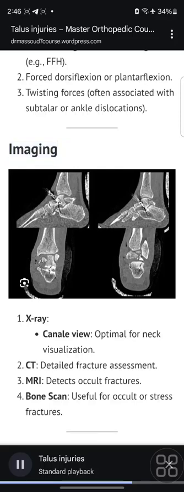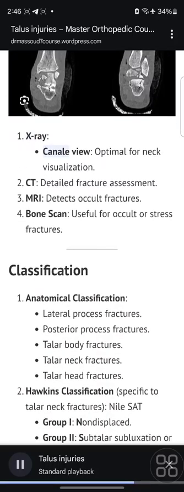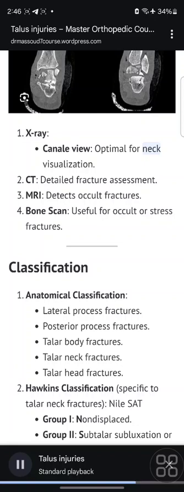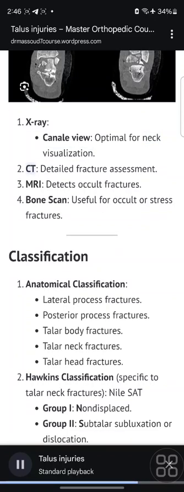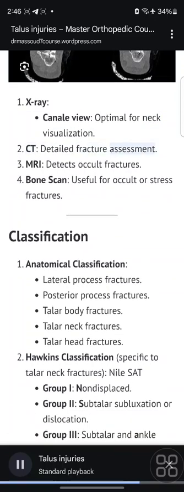Imaging. 1. X-ray. Canale view, optimal for neck visualization. 2. CT, detailed fracture assessment. 3. MRI, detects occult fractures. And 4. Bone scan, useful for occult or stress fractures.